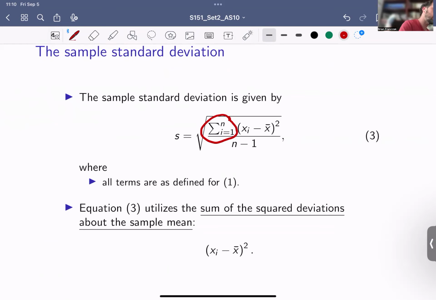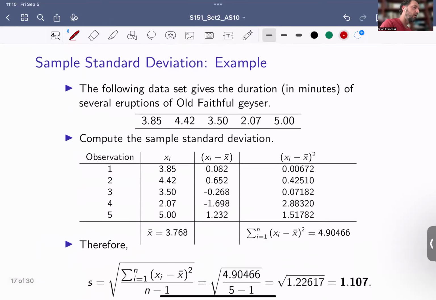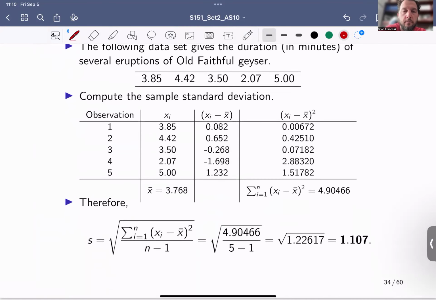All right, so let's take a look at how this would work. For the same data set with 5 observations, first, I'm going to construct a table that allows me to compute the squared differences. You'll notice that I have a column with observation number, and then in the second column the values from the data set next to their observation number. So once again, x1 is 3.85, x2 is 4.42, x3 is 3.5, x4 is 2.07. Now, from our previous illustration, we know that the sample mean is 3.768. This is what we computed in our last example on summation notation.